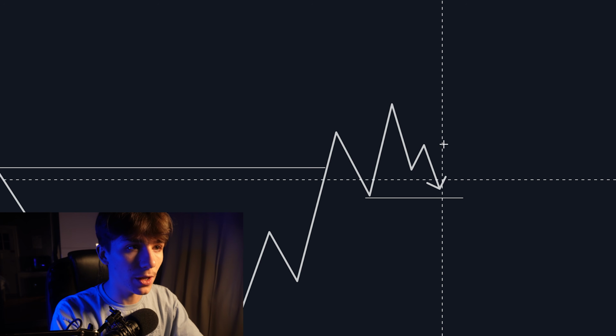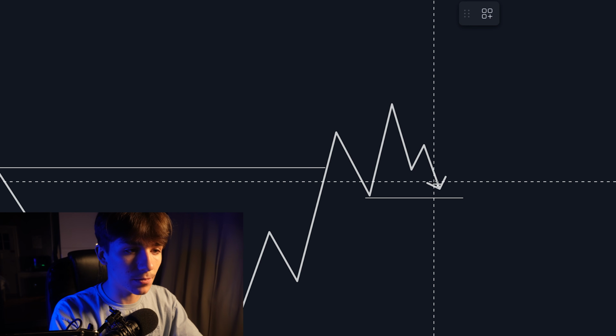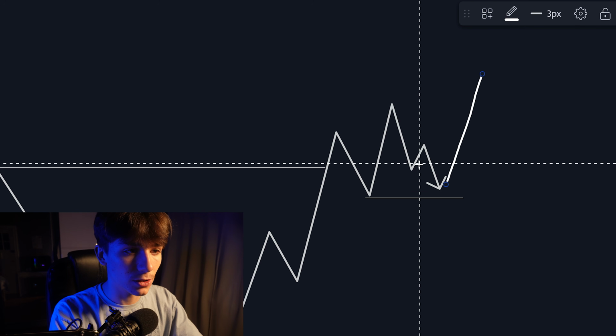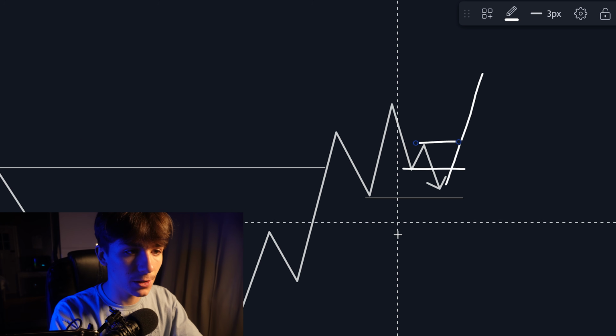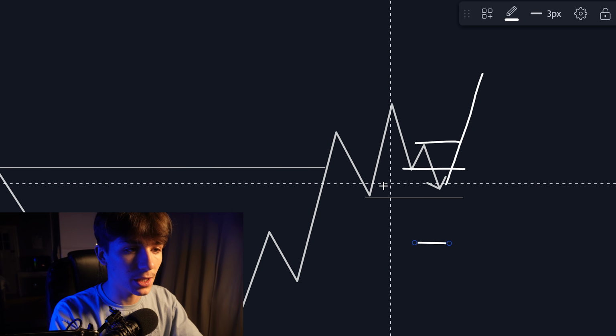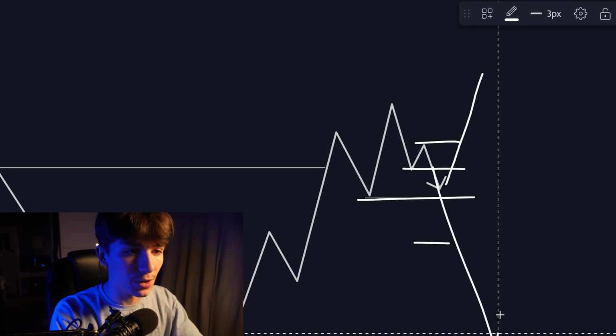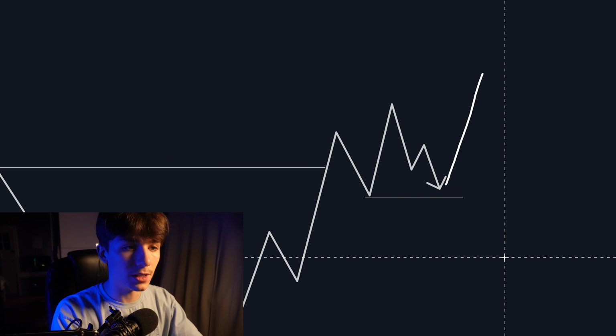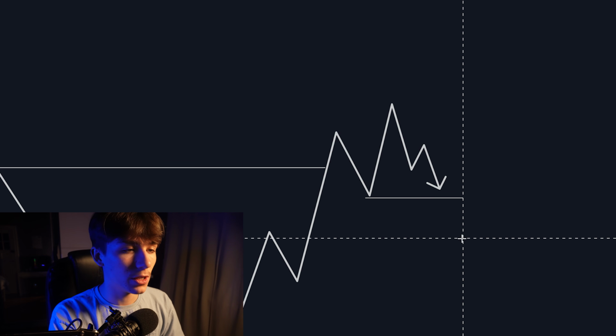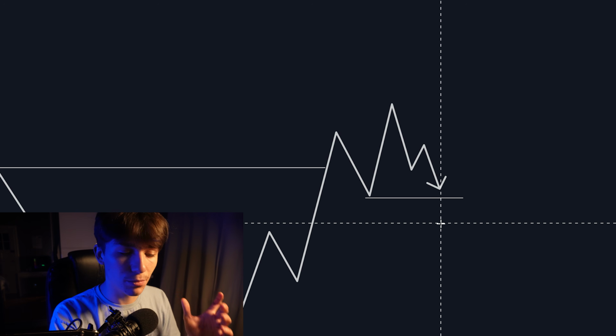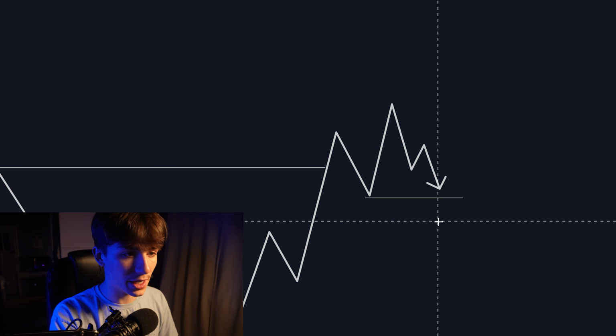So that's why you can maybe see something like this, right? If you entered right here on this break of structure, stop loss right here, target here, you would have been stopped out, because this is the low that you want to see break before anticipating on any entries. So this is just talking about pure market structure, pure price action.